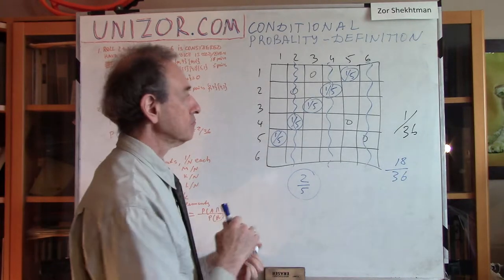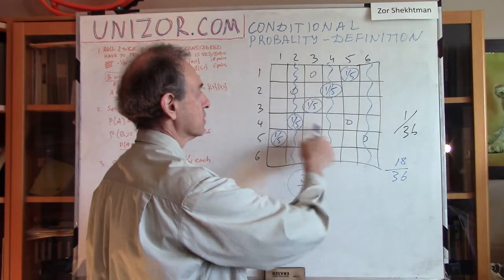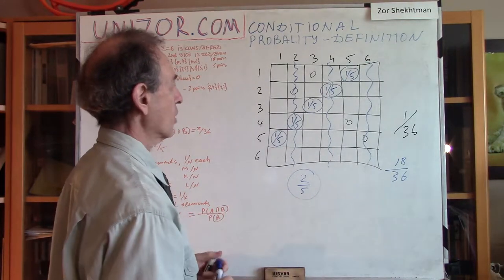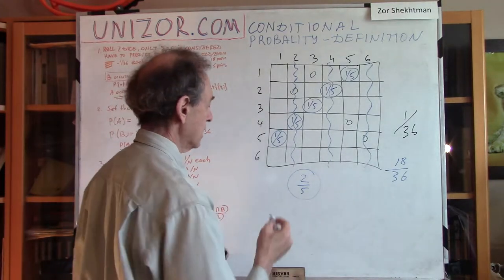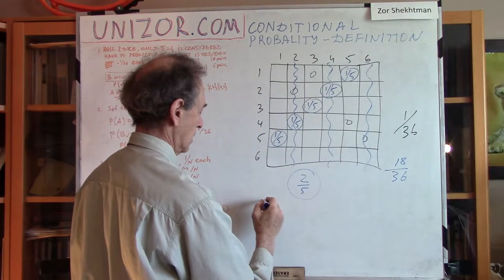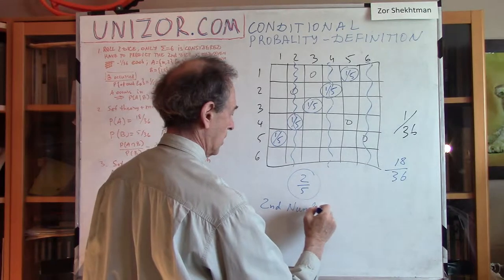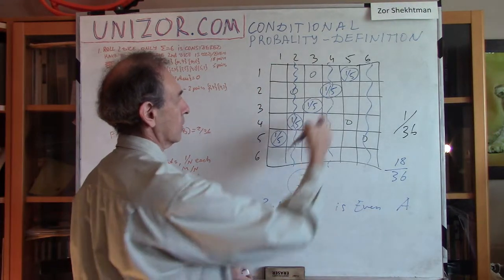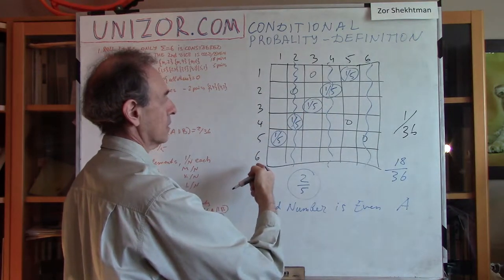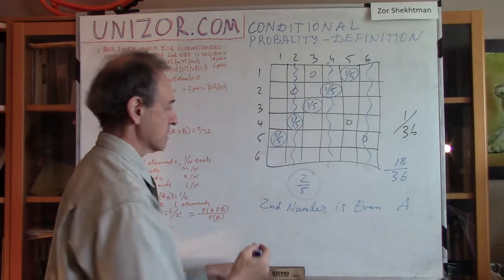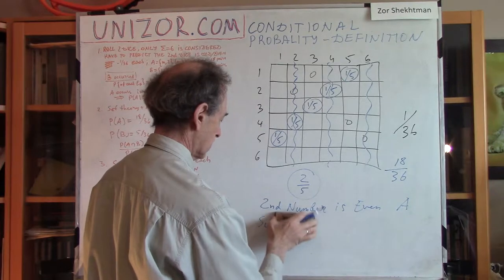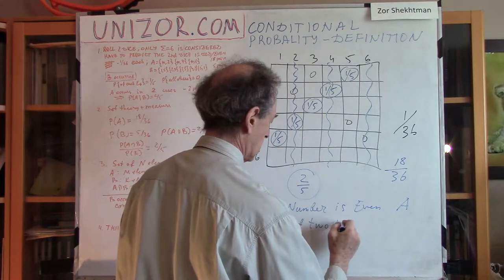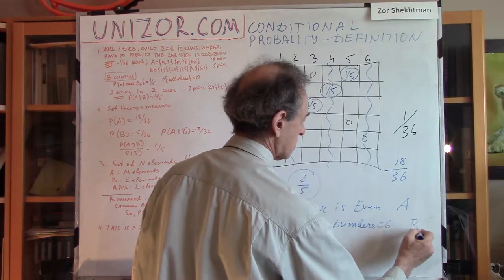Now I would like to relate it to initial probabilities of these particular events. So this is my conditional probability. But now let's notice. The event which I am interested in, which is that the second number is even, let's call this event A. Now, the fact that the sum of two numbers is equal to 6 would be another event which has occurred, right? Sum of two numbers equal to 6. This is event B.